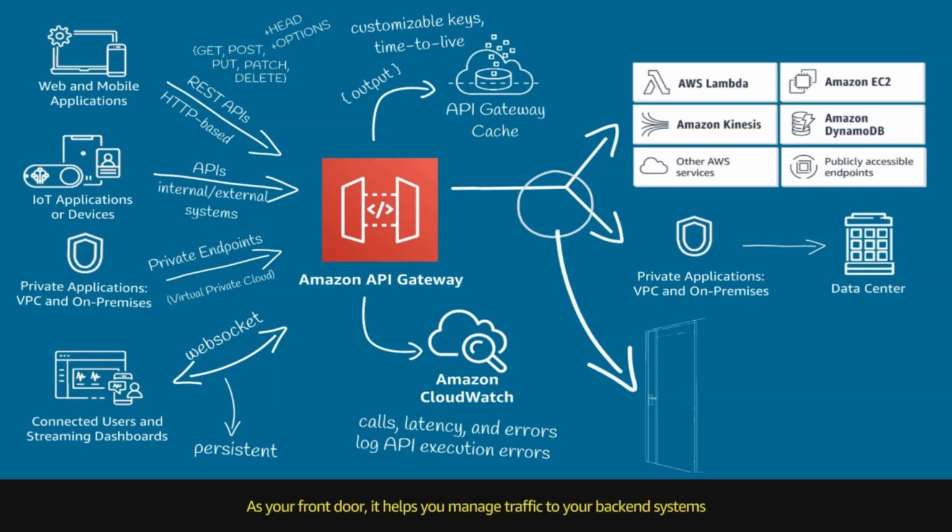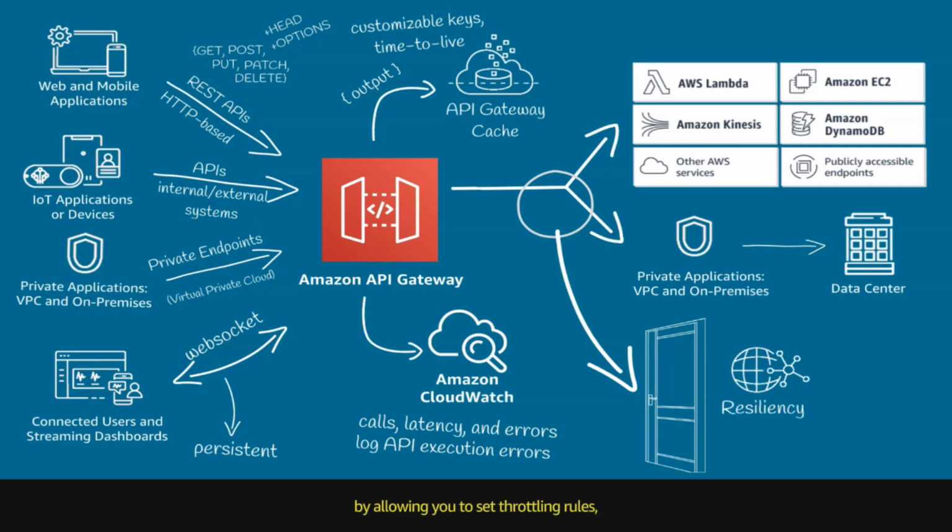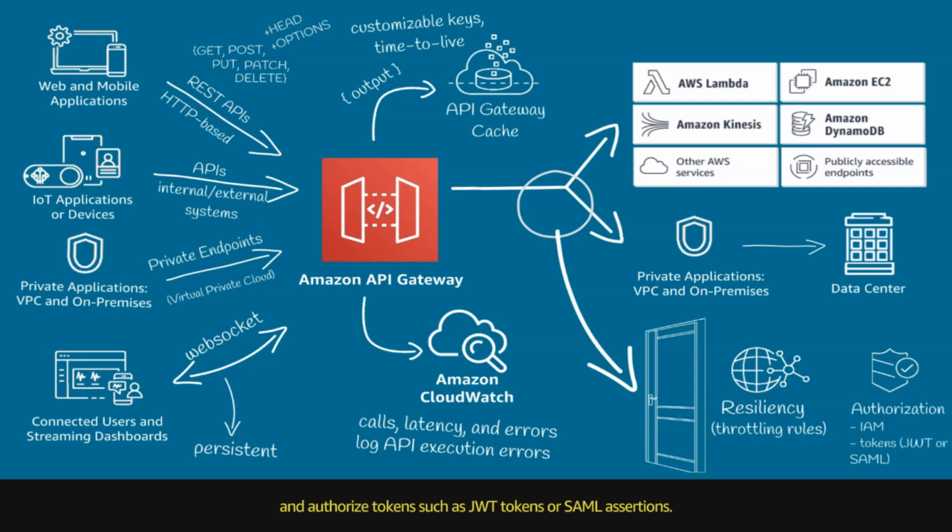As your front door, it helps you manage traffic to your backend systems by allowing you to set throttling rules based on the number of requests per second for each HTTP method in your APIs. And to authorize and verify API requests, you can use AWS Identity and Access Management. You can also use AWS Lambda functions to verify and authorize bearer tokens, such as JWT tokens or SAML assertions.